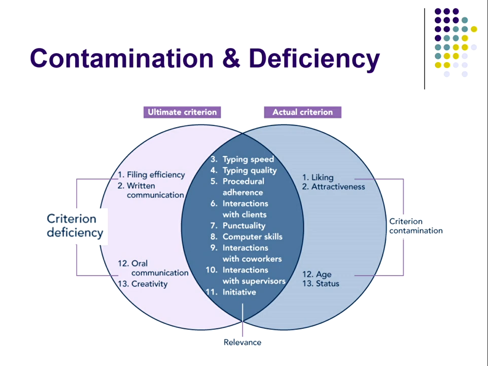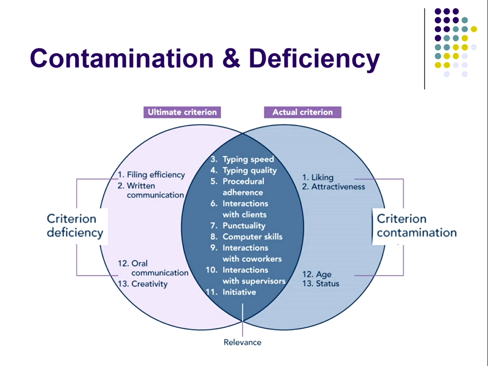If we look over on the right-hand circle, we see that there's liking and attractiveness, age, and status that are part of the actual criterion that have nothing to do with the ultimate criterion. We call this criterion contamination. Factors that have nothing to do with the ultimate criterion that might actually taint or cloud our ratings on the actual criterion. So we call that contamination.